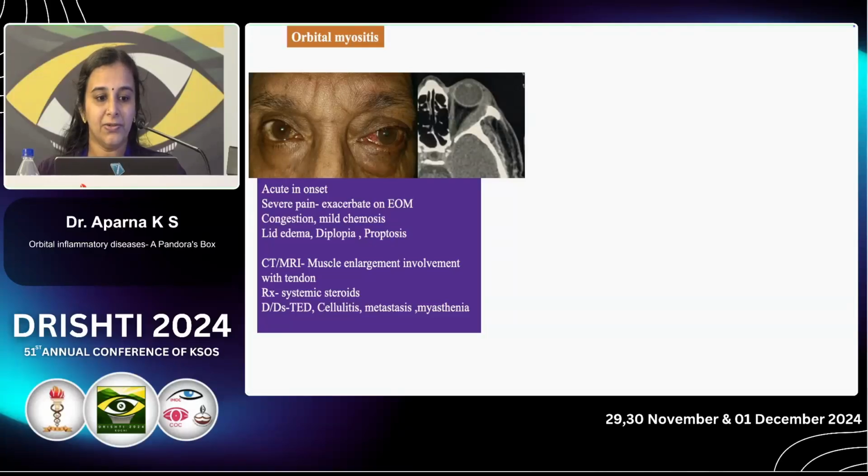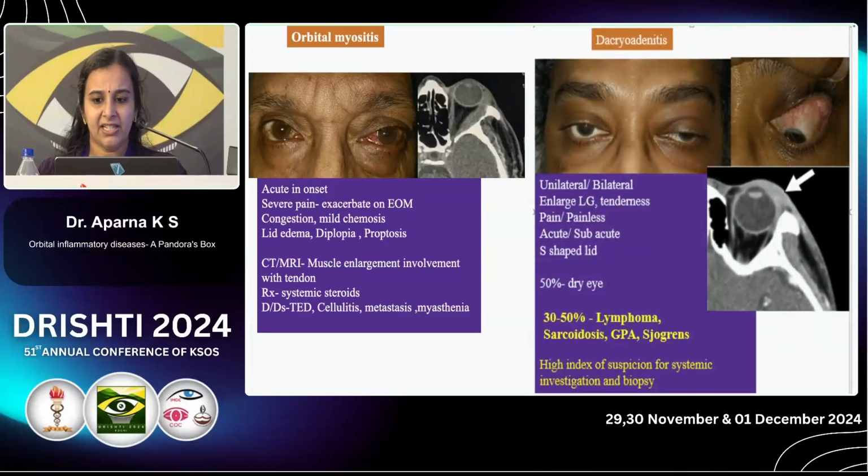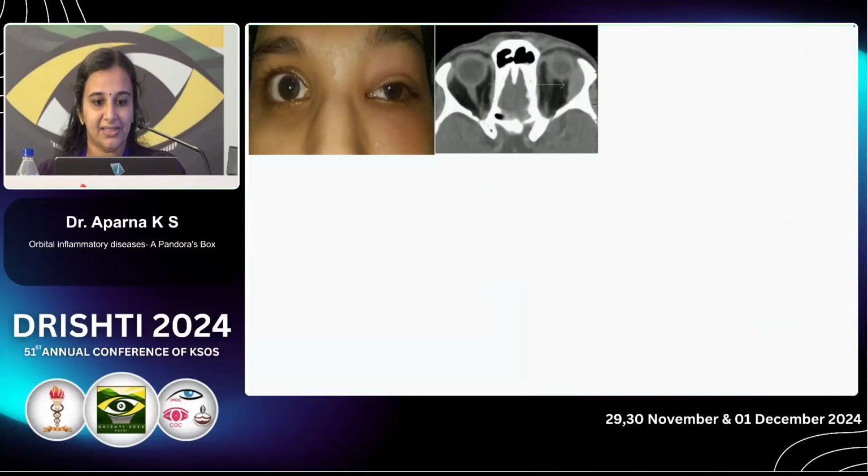The common one, myositis, presents with an acute onset of painful eye movements, congestion, chemosis, like that. Imaging shows muscle enlargement with involvement of the tendon. In dacryoadenitis, the patient will present with congestion, tenderness over the lacrimal gland area, and an enlarged lacrimal gland. In about 30 to 50%, it can be associated with systemic conditions like lymphoma, sarcoidosis, GPA, Sjogren's. So a high index of suspicion is needed for systemic investigation and biopsy in case of dacryoadenitis.